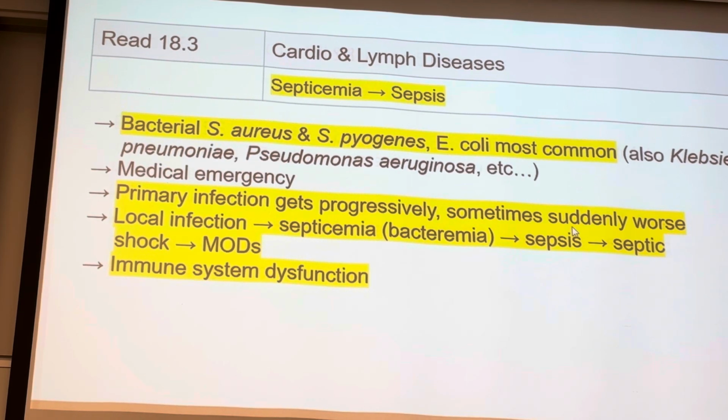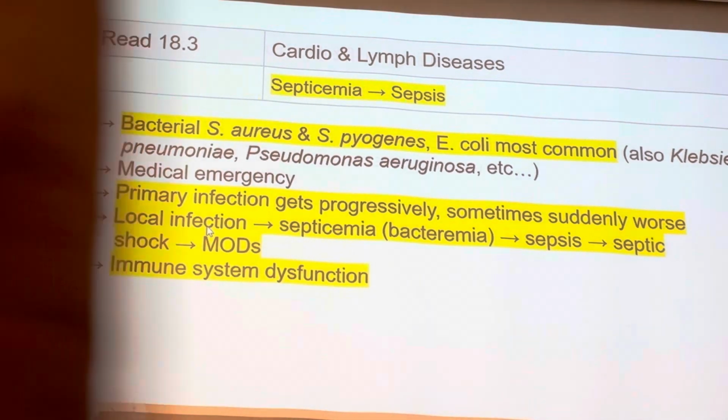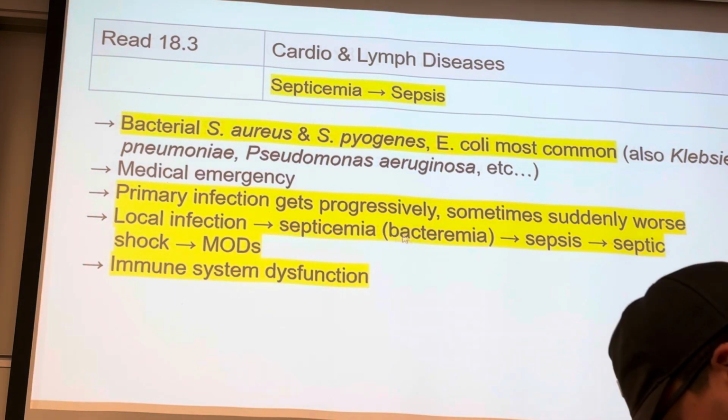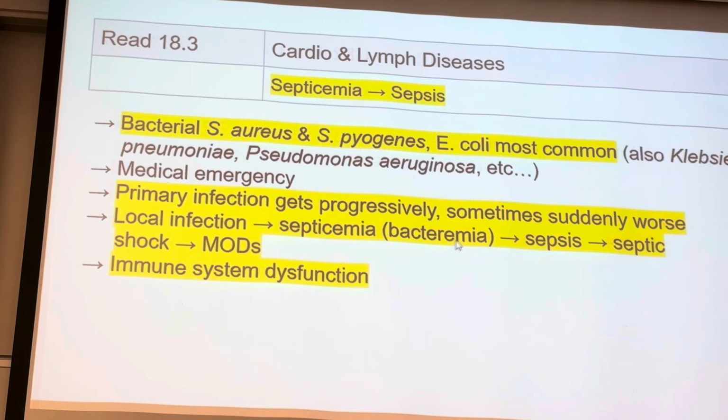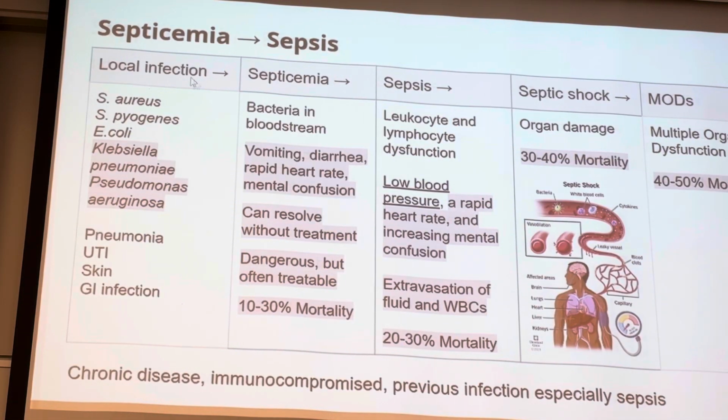Primary infection gets progressively worse, and it can be a sudden onset of progressive septicemia, or sometimes septicemia is just anything in the bloodstream. Bacteremia is specifically bacteria in the bloodstream. It moves on to sepsis, septic shock, and multi-system organ failure. So it's an immune system problem. Sepsis is caused by a bacteria originally, or sometimes it can be viral as well, but most likely bacteria. But it's an immune system problem. That's what goes wrong. So it starts with a local infection, then they found bacteria in the bloodstream.